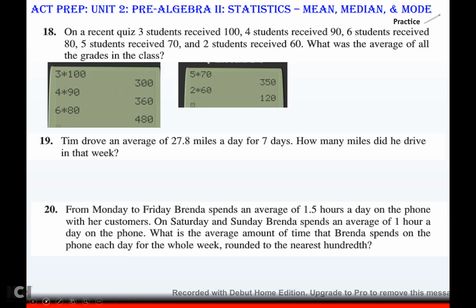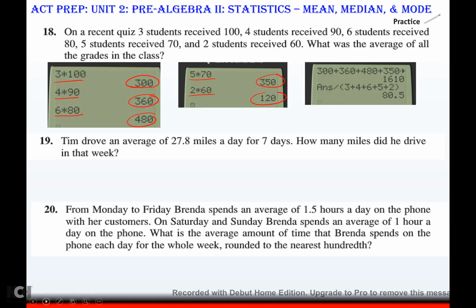Well, kind of like the last one. They said 3 kids got 100, so that's a total of 300 points. 4 kids got a 90, that's another 360 points. 6 students got an 80, that's another 480. 5 students got a 70, that's another 350. And 2 students got a 60, that's another 120. So if I add all those up, I get 1610.